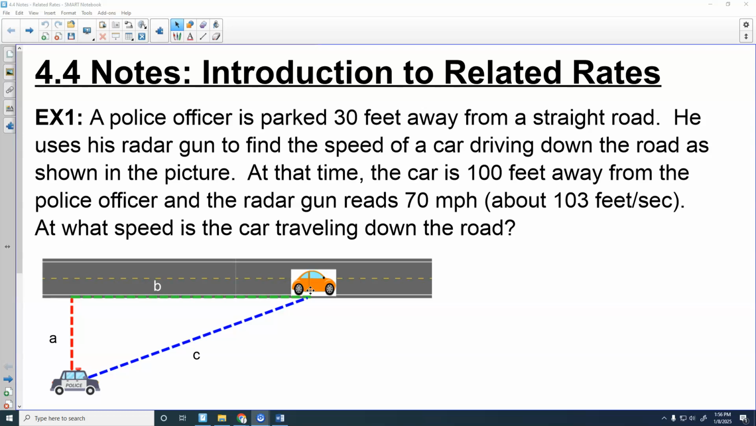So it tells us at the time the car is 100 feet away from the police officer, and the radar gun reads 70 miles per hour, which is about 103 feet per second, which is important because we have to have our units match. At what speed is the car traveling down the road?